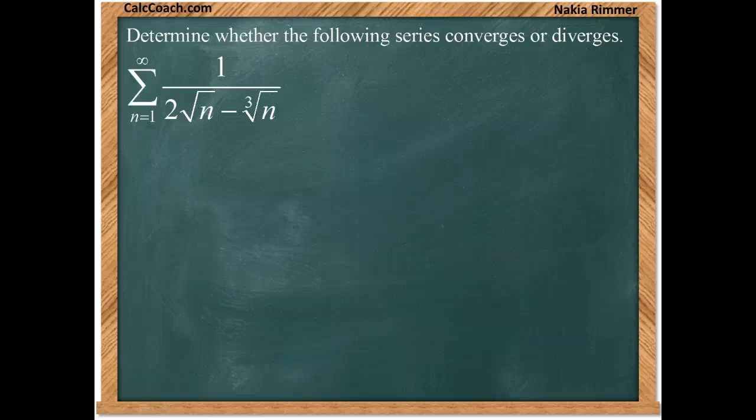Determine whether the following series converges or diverges. The sum from 1 to infinity, 1 over 2 root n minus the cube root of n. The terms of this series definitely go to 0. The denominator grows while the numerator stays constant. And so we can't use the test for divergence.